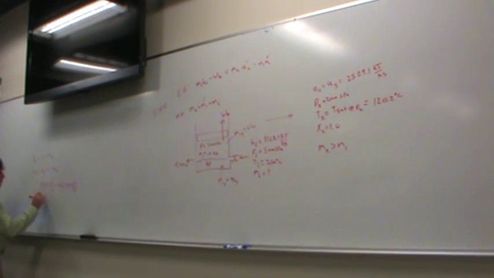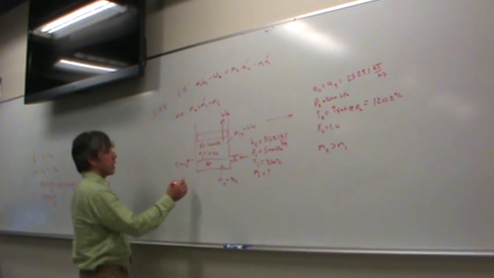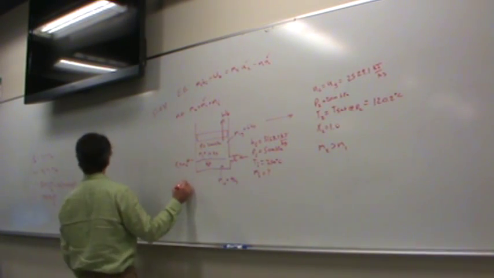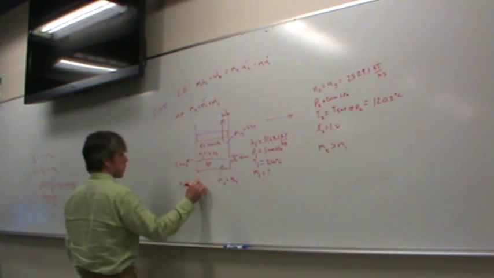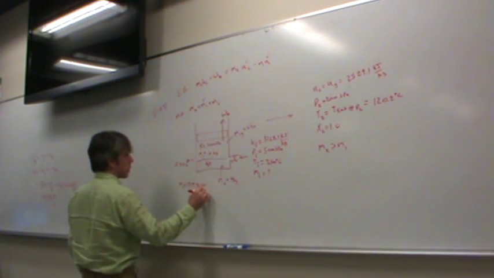17, 19.36 kilojoules per kilogram. Okay. So there's U1. Let's bring it over here so we can have it when we need it. 17, 19.36 kilojoules per kilogram.